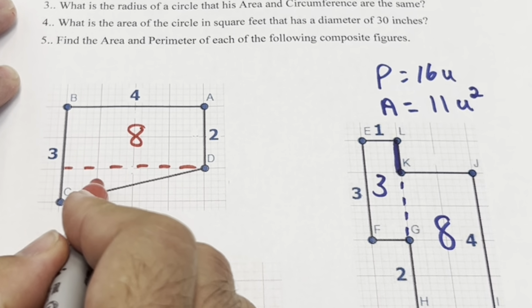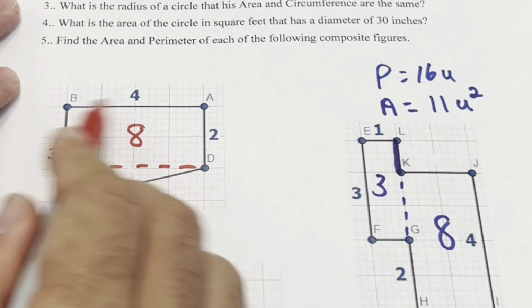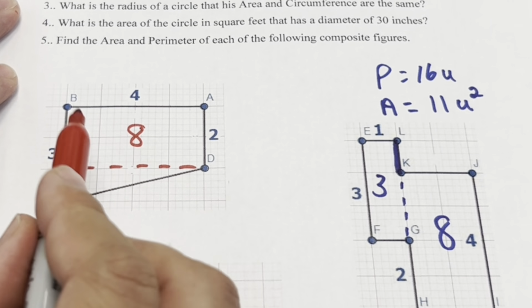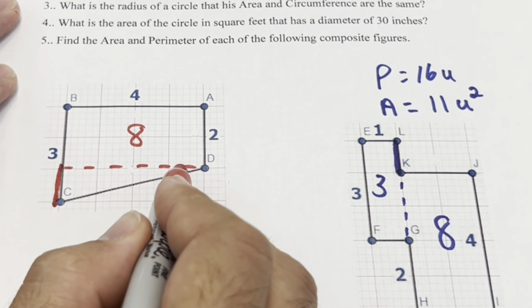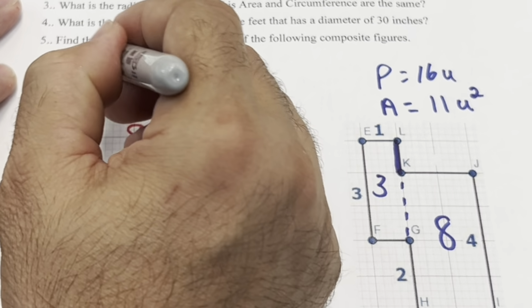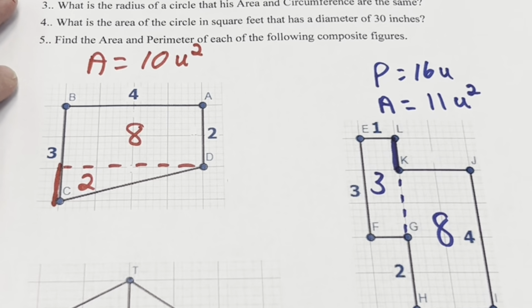And for this one, the area of the triangle is base times height divided by 2. The height is 4, and the base is 1, because this is a 3, this is a 2, and this side here is a 1. So 1 times 4 divided by 2 is 2. So the area of this figure is 10. Area is equal to 10 square units.